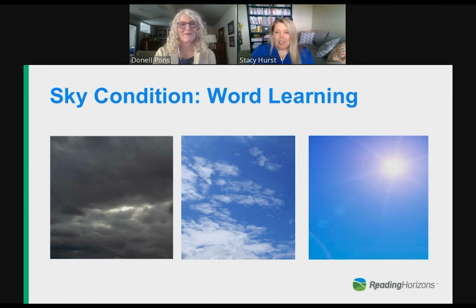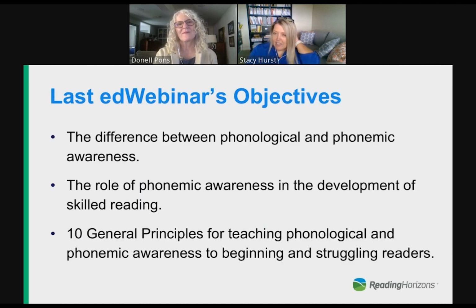So welcome. The objectives from last time are listed on the next slide. And we talked about the role of phonological and phonemic awareness. We included this slide in this presentation because we know that the important thing that we covered there was that it can be applied in multiple content areas as well. So we'll be building on that and showing you more ways to do that.